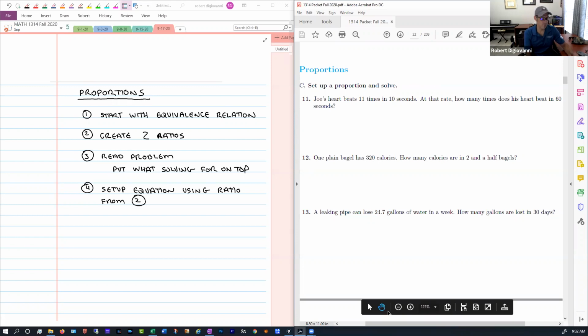Okay, so let's go through. I put a couple of steps here on what we can do to solve proportion problems. First thing is we want to set up what's called the equivalence relationship. And that's the part that's given to us about Joe's heartbeat. So we know that Joe's heart has 11 beats every 10 seconds.